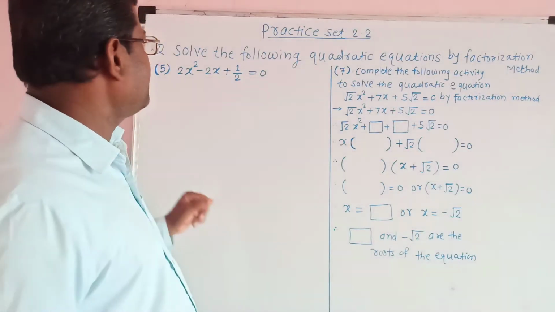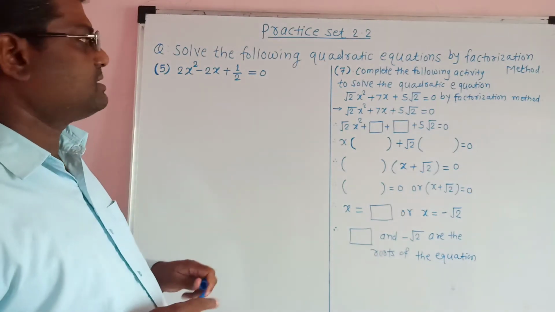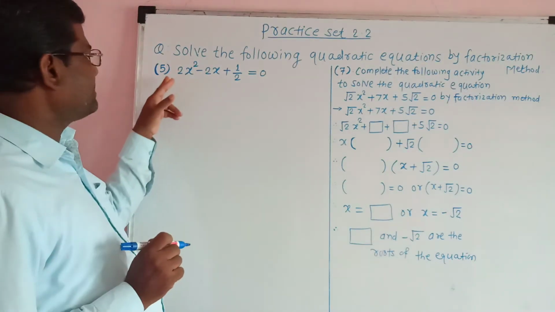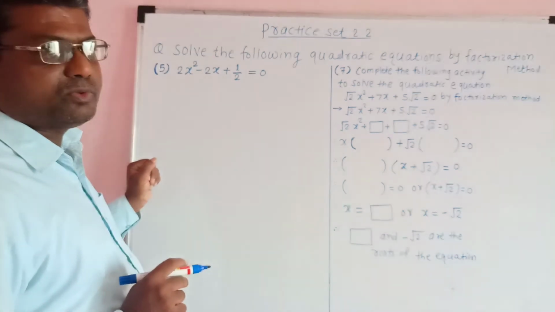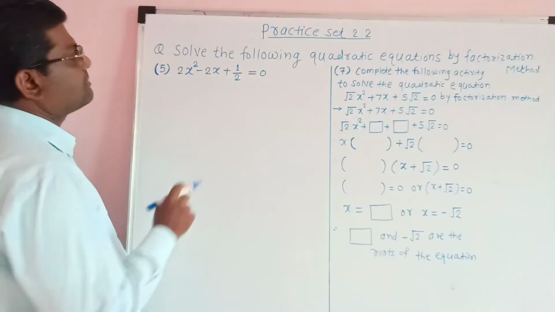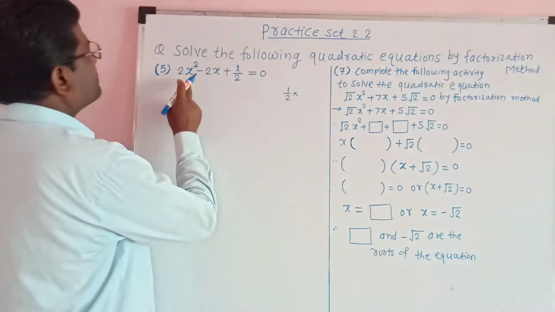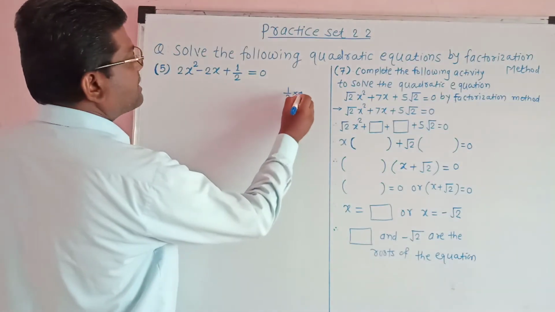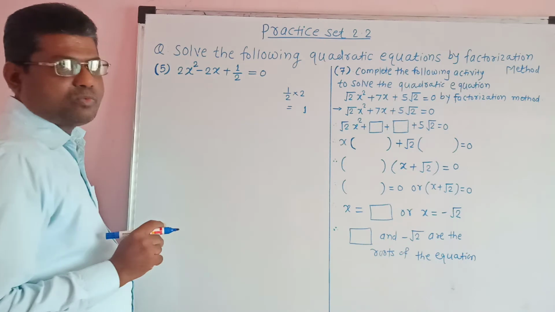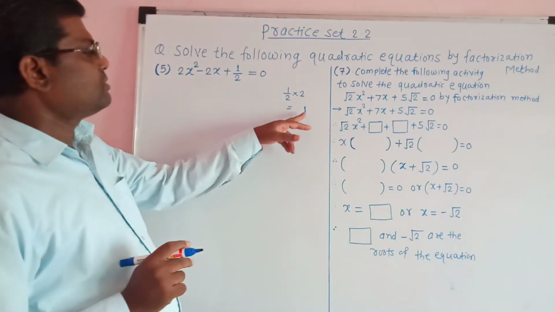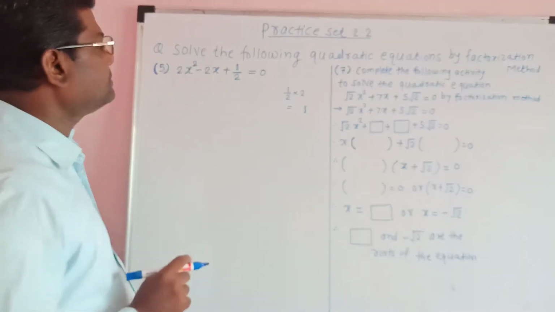Now practice set 2.2. Question: Solve the following quadratic equations by factorization method. Example number 5 is 2x square minus 2x plus 1 upon 2 is equal to 0. Now here the constant term is 1 upon 2 and the coefficient of x square is 2. So we take 1 upon 2 into 2 is equal to 1. So we want two numbers whose multiplication is 1 and addition is minus 2.